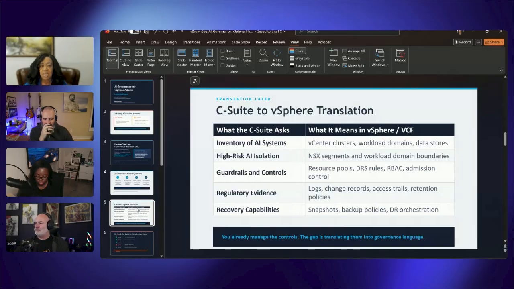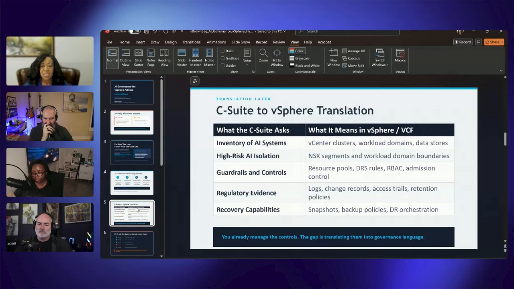So for a sysadmin, you're really responsible for making sure you have the resource pools, your DRS rules are in place, you've got role-based access, you've got some type of mission control that you can actually prove is in place. So that kind of leads us to that regulatory evidence. Do you have the logs? Do you have the change records? Do you have the access trail? And do you have those retention policies to keep that evidence around as long as the regulators may ask for it?